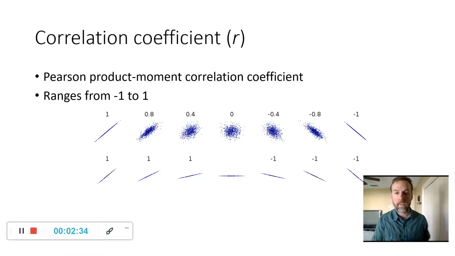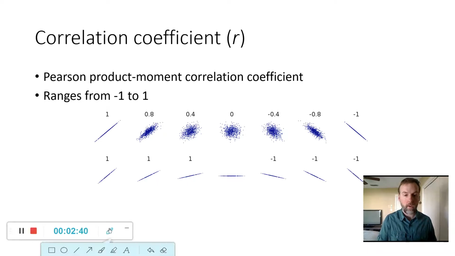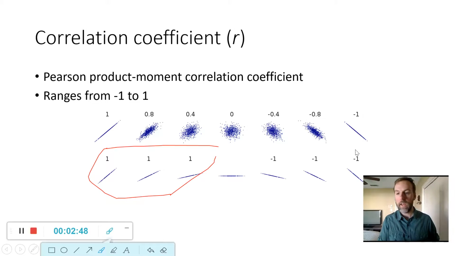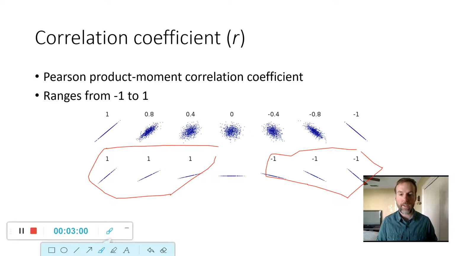So here you can see these are all examples of perfect relationships between the two variables. The 3 on this side all have a positive slope, so they are a correlation coefficient of 1. These 3 all have negative slopes, so they have a correlation coefficient of -1. And if it's a perfectly horizontal line, well, that line has no slope, so you actually can't calculate a correlation coefficient from that.